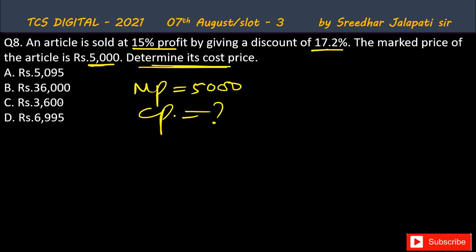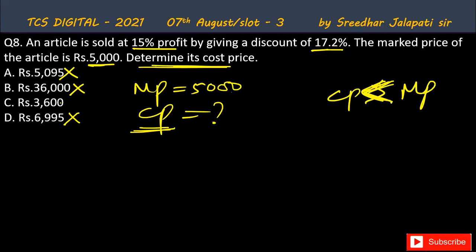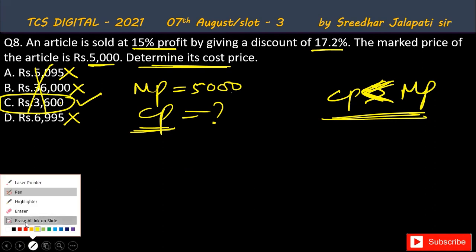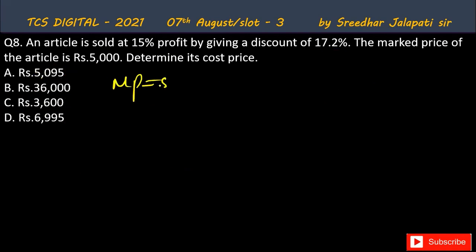So if these options are correct, then without doing anything, cost price cannot be more than market price. So cost price cannot be 5,095, cannot be 36,000, cannot be 6,995, because cost price always should be less than market price. Therefore, without doing anything, we can say option C is the answer, because that is the only option in which cost price is less than market price. Right? Suppose these options are incorrect, then let us see the actual procedure to answer the question. We are given the market price as 5,000.